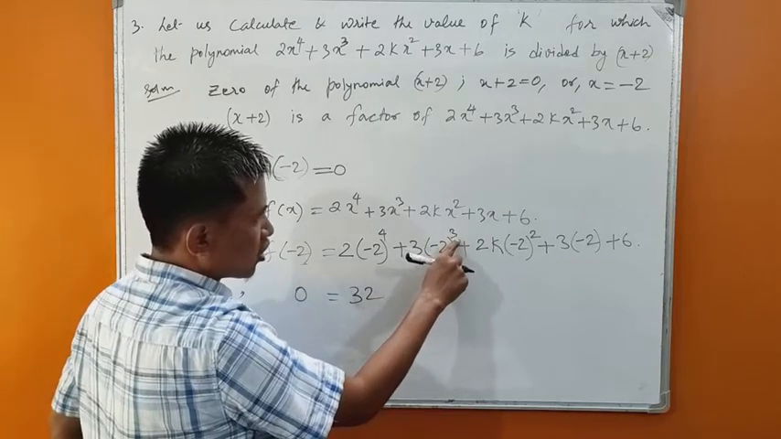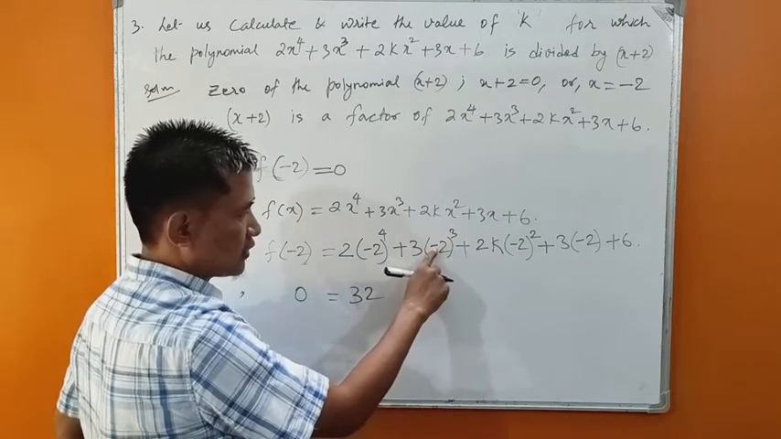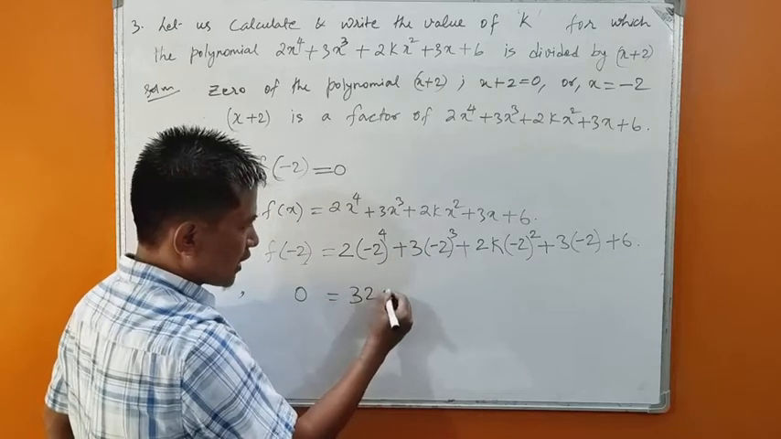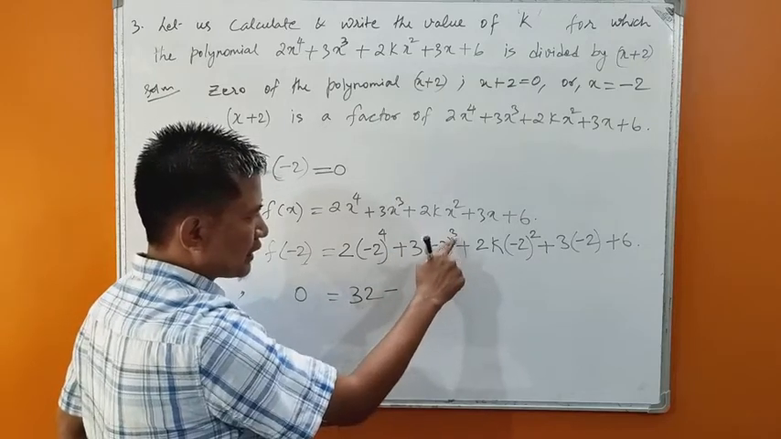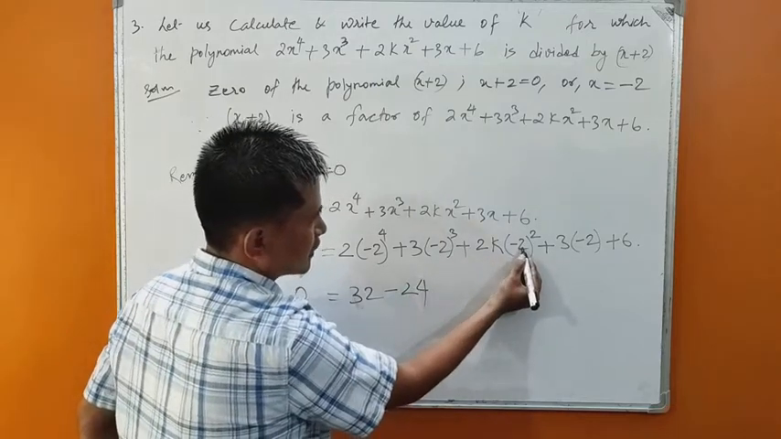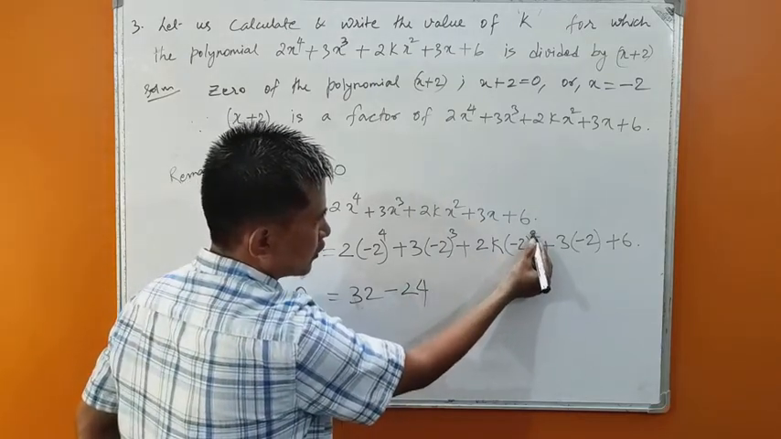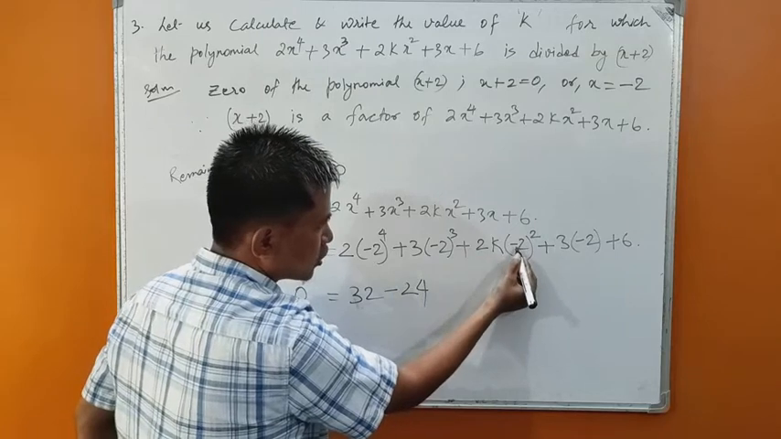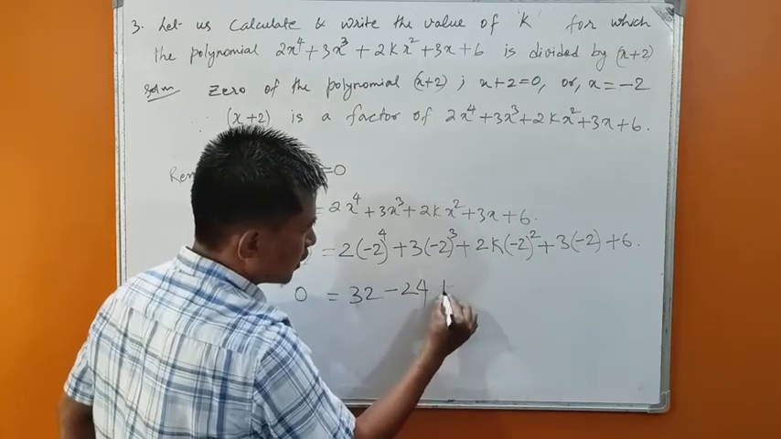Since the power is odd number, this sign will remain minus, isn't it? So minus into plus is minus. 2 cube means 8. 8 3s are 24. Now the power is even number. Here the power is even number. This sign will change to plus. This plus into this plus will become plus.